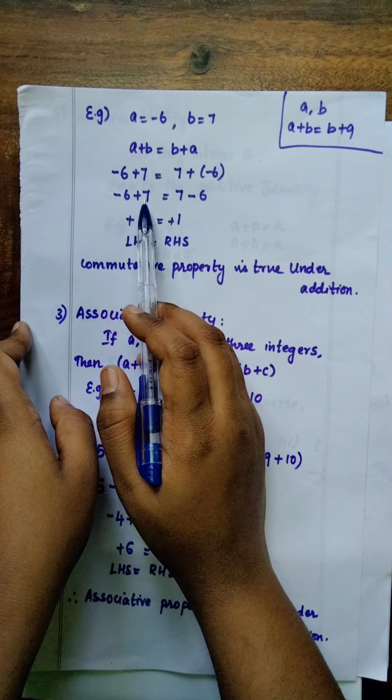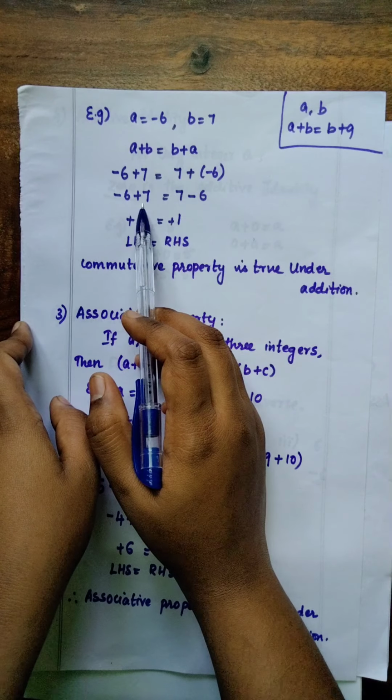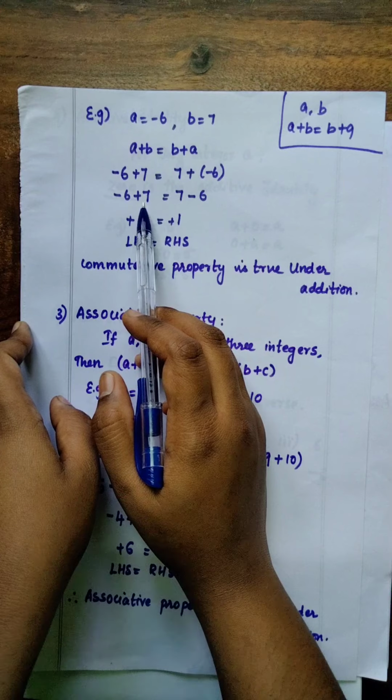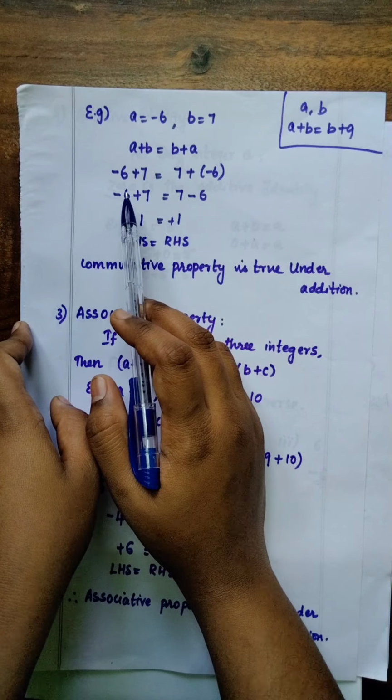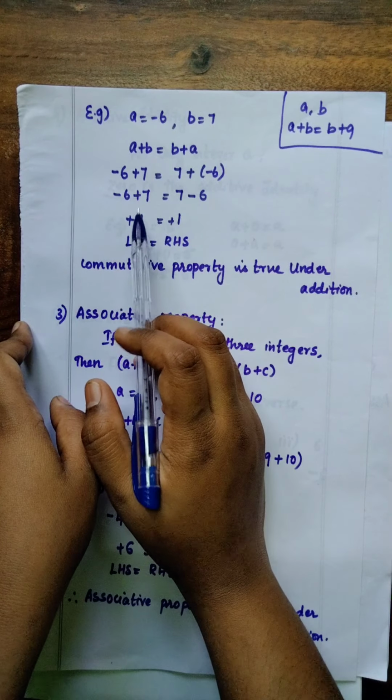What is minus 6 plus 7? Both the numbers have different signs. So what will you do? You need to subtract both the numbers. Very good. So 7 minus 6 is 1, and put the greater number's sign.